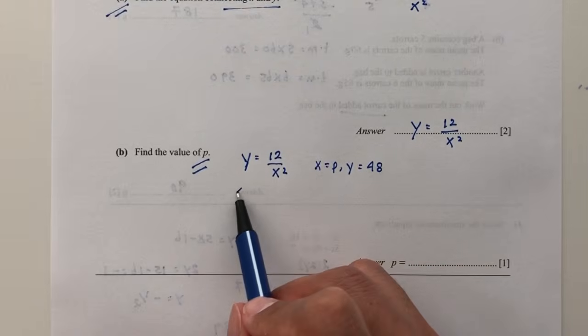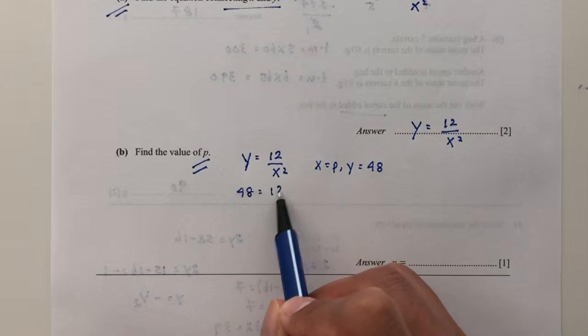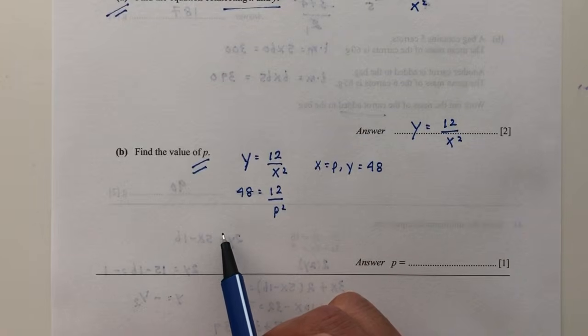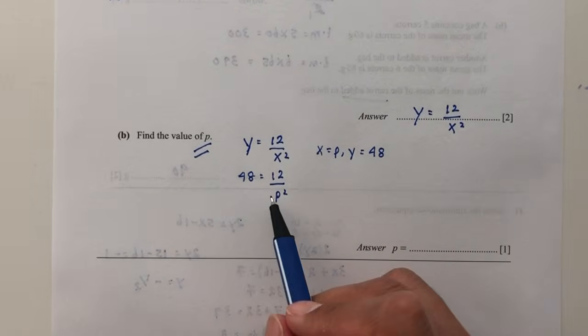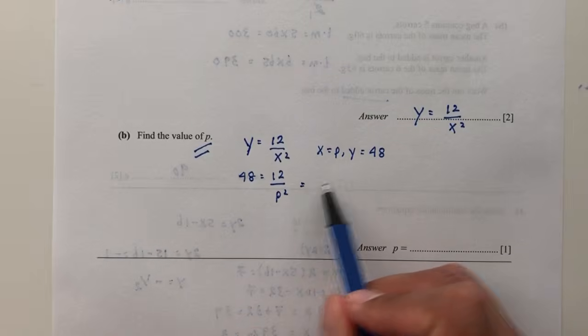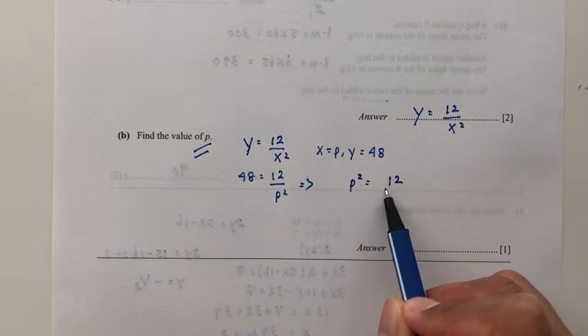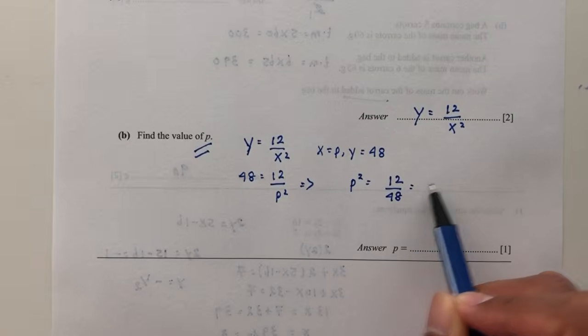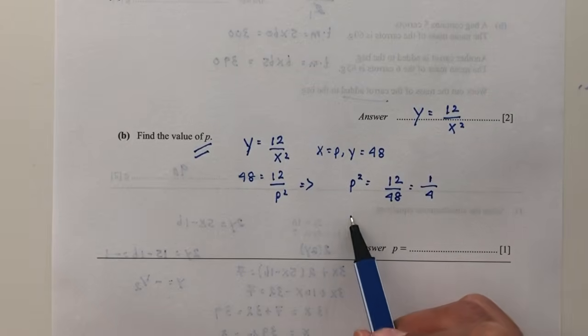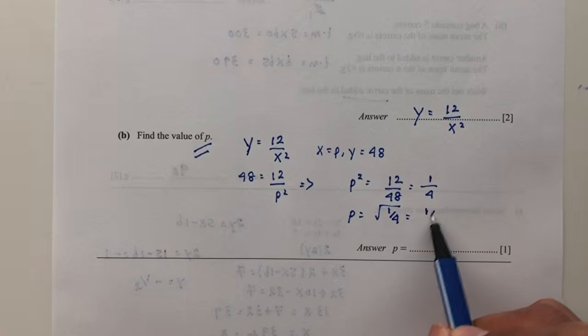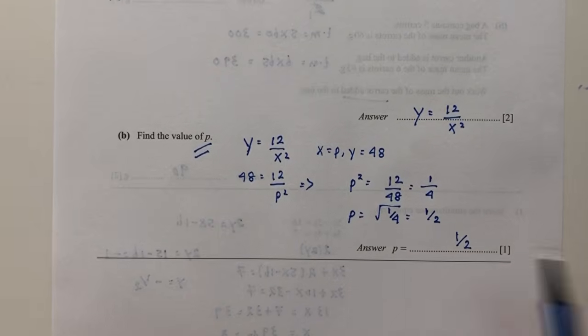So let's replace here. We have 48 equals 12 over p squared. Now you can cross multiply. From this you will have p squared equal to 12 over 48, which is 1 over 4. So p will be the square root of 1 over 4, which is 1 over 2. Okay, this is number 12.